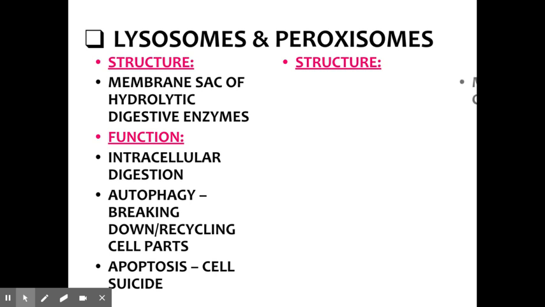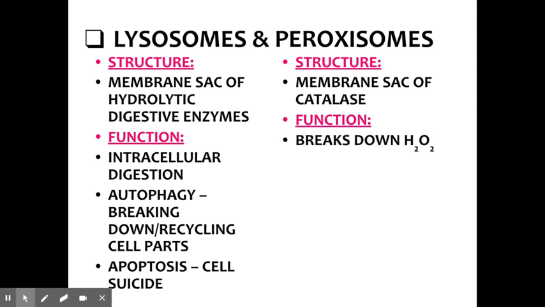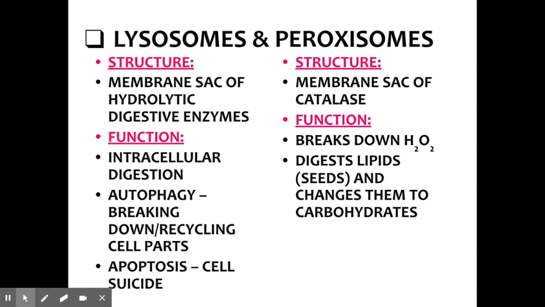Peroxisomes, their structure is also a membrane sac of catalase. Catalase is an enzyme that breaks down hydrogen peroxide, which is a waste product of a lot of our cellular processes. So like I said, it breaks down hydrogen peroxide, which is H2O2. It can also digest lipids in seeds and change them to carbohydrates. So as seeds begin to germinate, they can digest the lipids that are stored there, change them to carbs for energy for the seed to use to become a plant. They also detoxify alcohol in the liver.